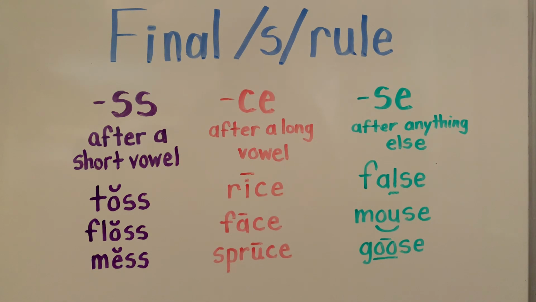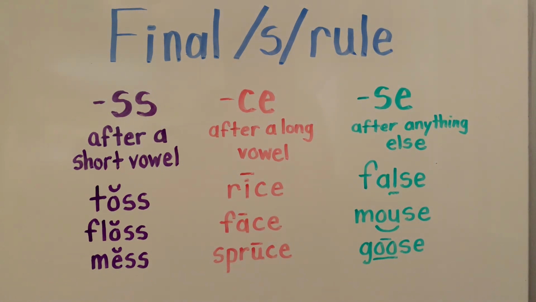And then the last rule says that an SE pattern will make the S sound on the end of a word after anything else. So that might be a vowel digraph, that might be a diphthong, and that might be something like a consonant. So I have a couple examples here. The first example is false. I hear that sound on the end, but right before it, I hear an L, which is a consonant. So I know it's going to be the SE pattern on the end. False. The next example is mouse. Ouse. I hear that S sound on the end, but right before it, I hear the ow diphthong. So I know it's going to be the SE pattern on the end. And then the last one is goose. I hear that O vowel digraph, so I know it's going to be the SE pattern on the end as well.